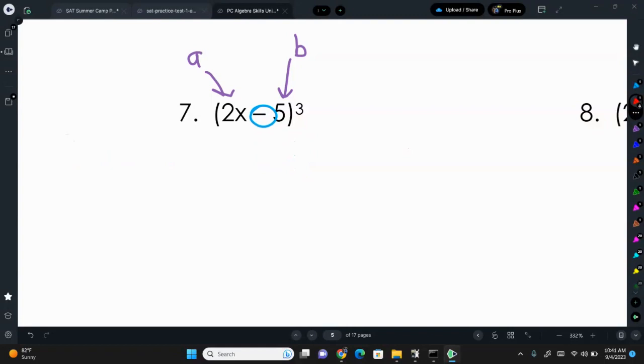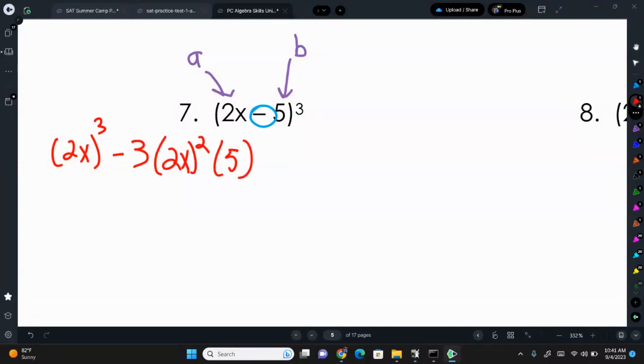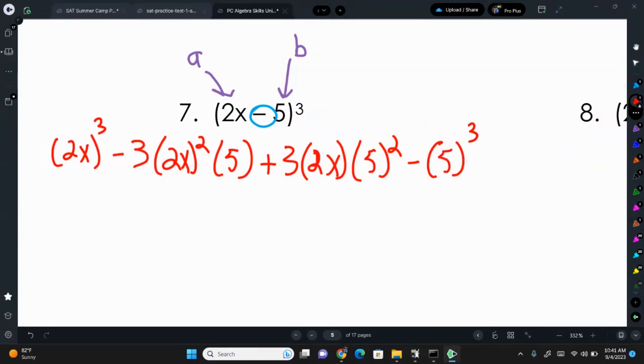So if we use that formula, it's going to be a to the third power. A is 2x, so that whole thing, 2x, needs to be in parentheses, minus 3a squared, so 2x squared times b, plus 3a, so 2x times b squared, minus b to the third power.